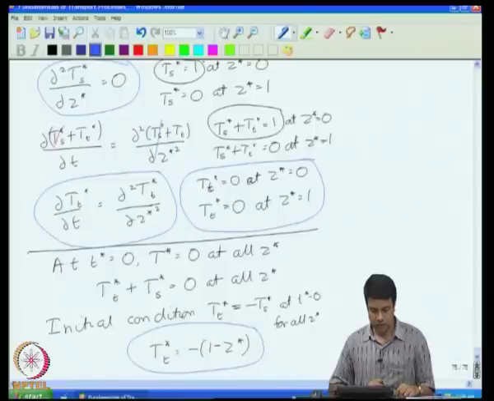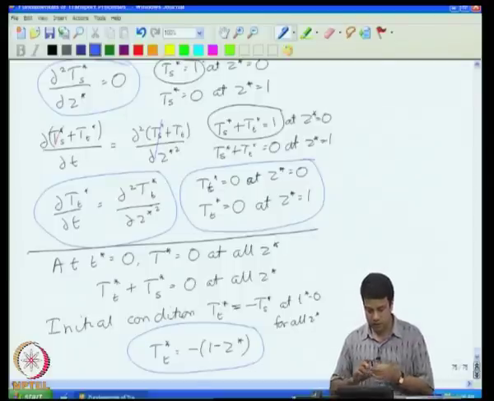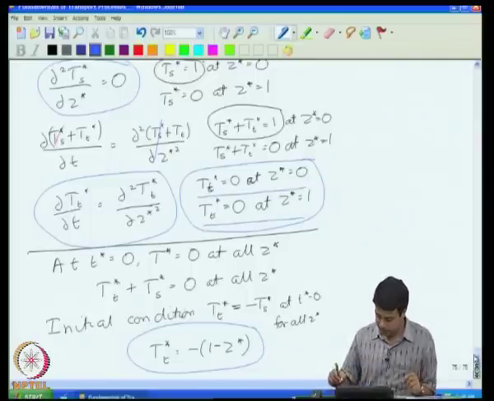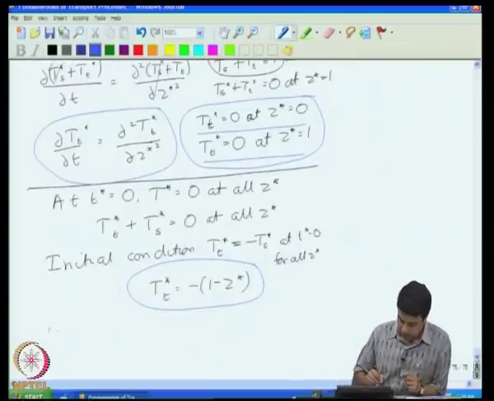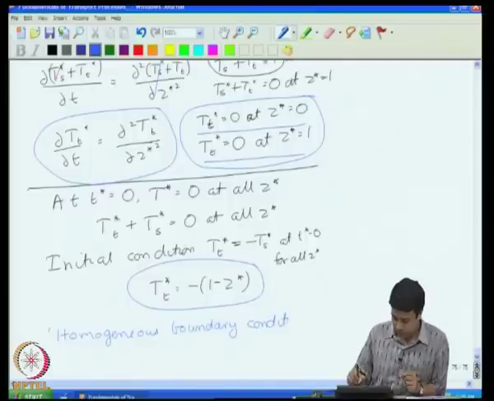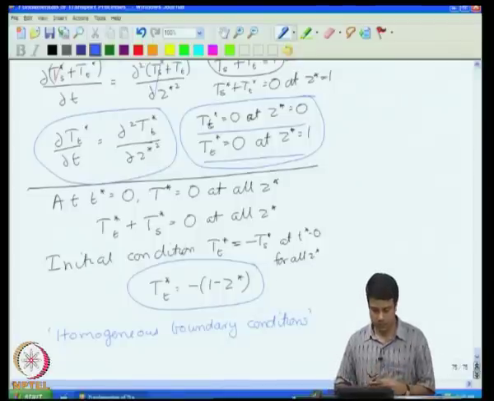Okay. Note that because we separated out the temperature field into a steady plus a transient part, okay, for the transient part, the boundary conditions are T star is equal to 0, both at z is equal to 0 as well as at z is equal to 1. Okay. In other words, we have homogeneous boundary conditions in the two spatial coordinates for the unsteady problem. Okay.